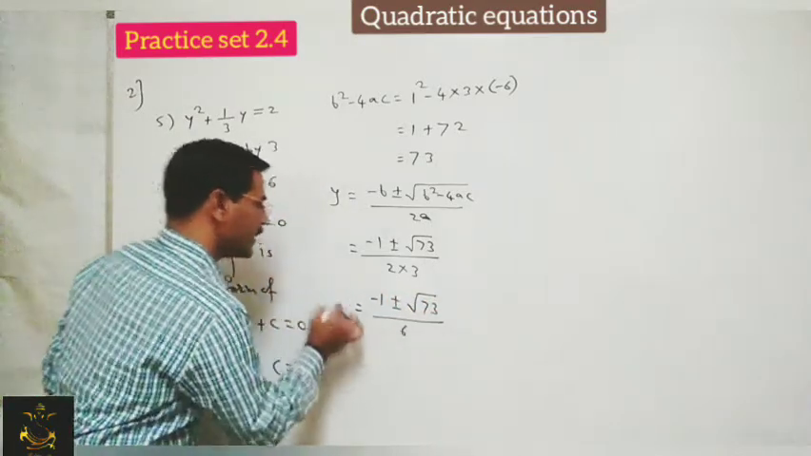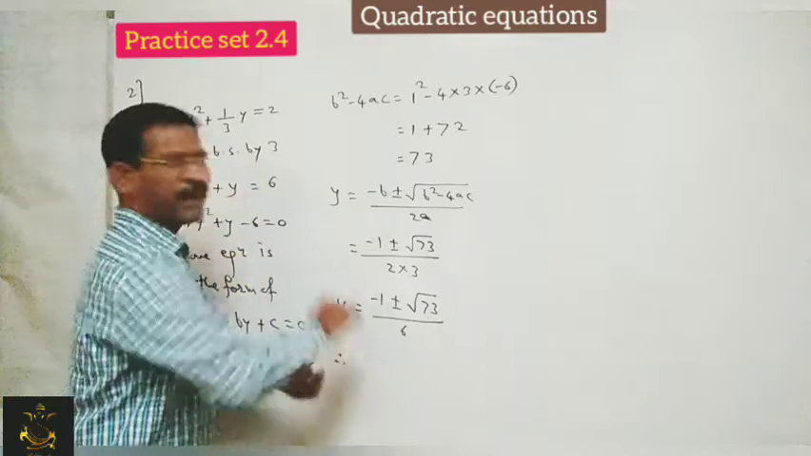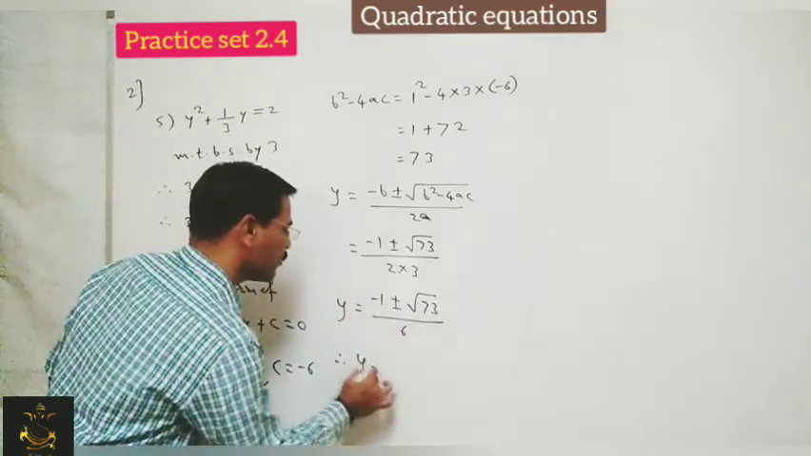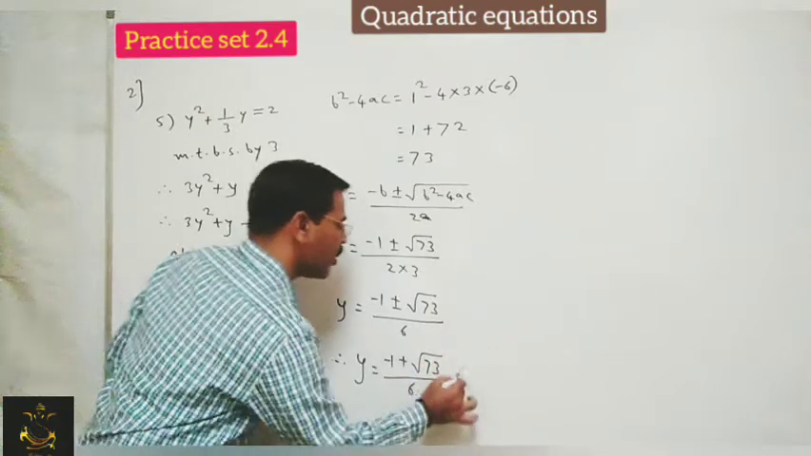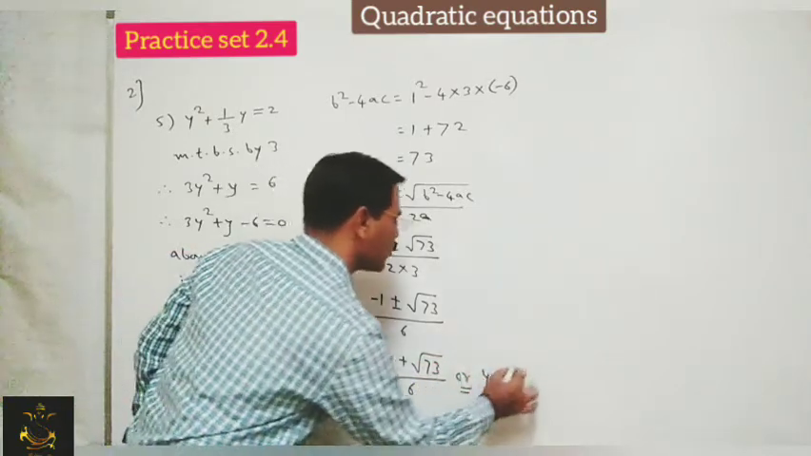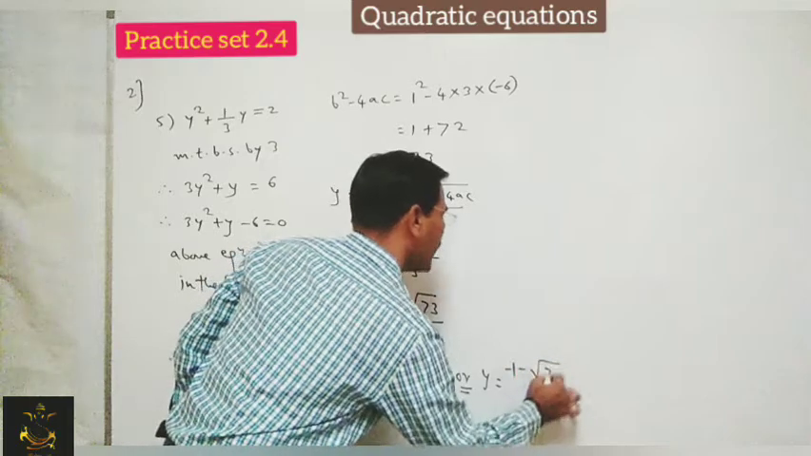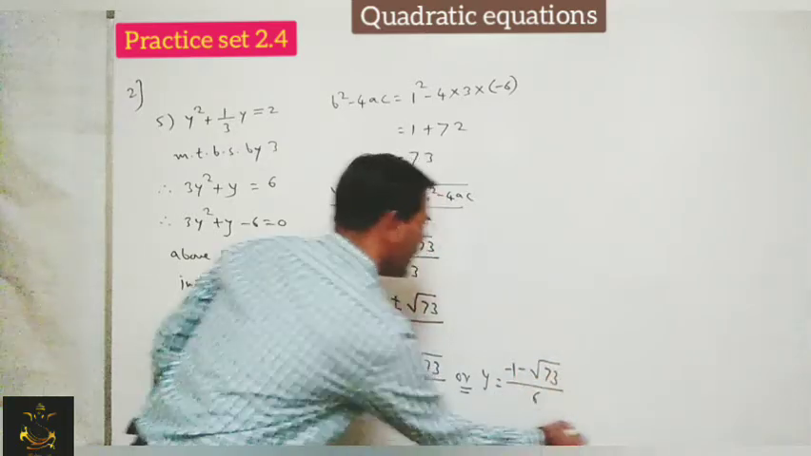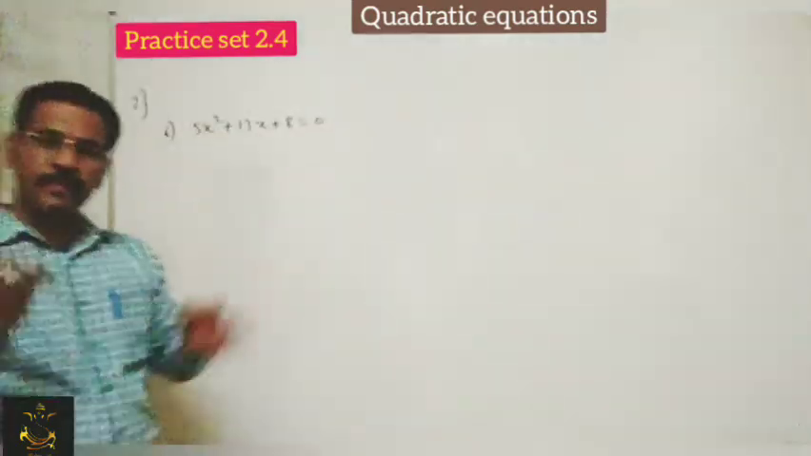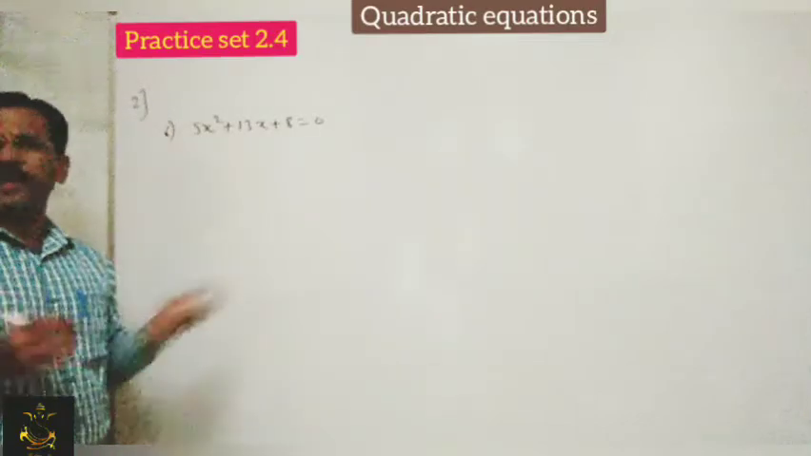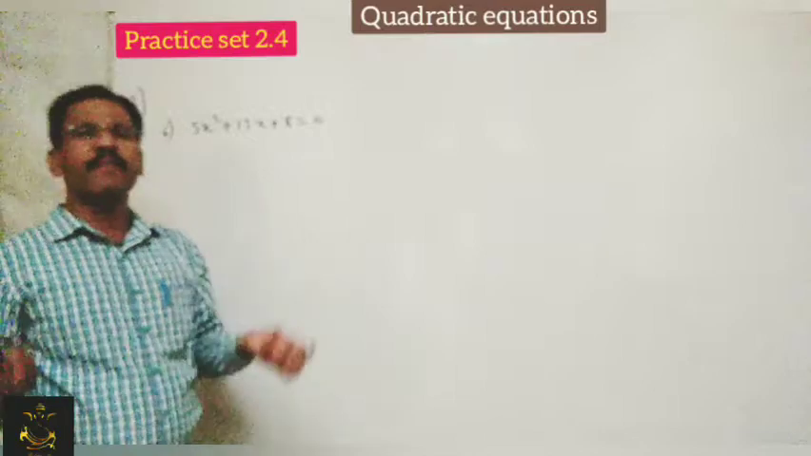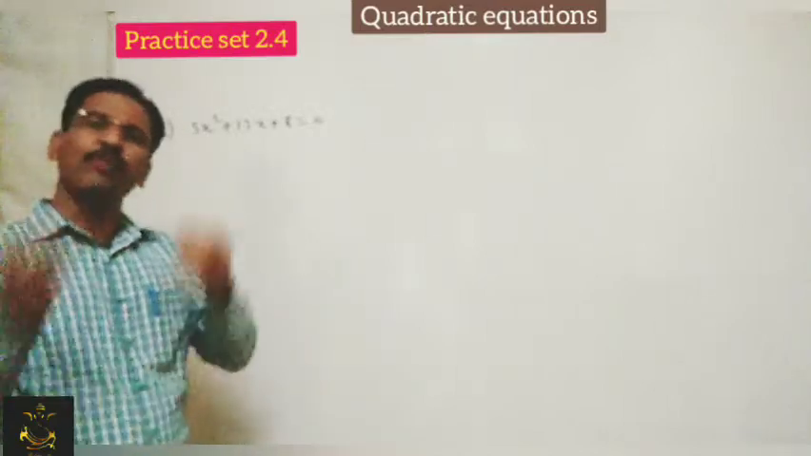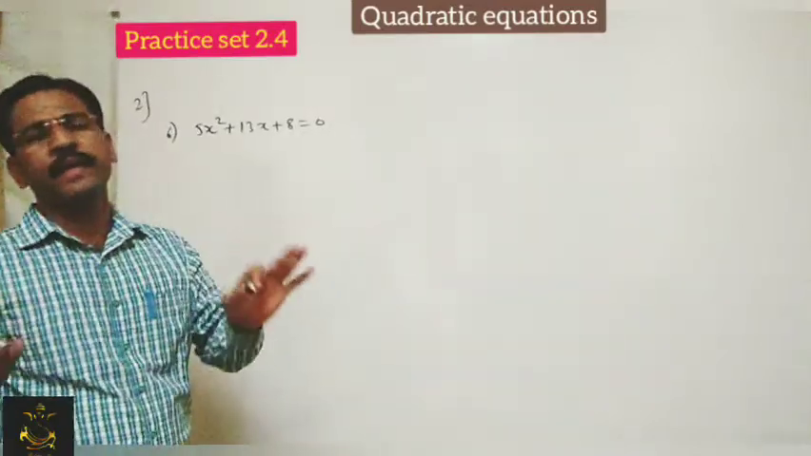Upon 2 3s are 6. This is y. Therefore, just write 1 time plus and 1 time minus. So, y is equal to minus 1 plus root 73 by 6, or y is equal to minus 1 minus root 73 by 6. See here, in the last sum, again we have to compare with the standard form and write the values of a, b, c, put them in the formula, and we can get the roots here.